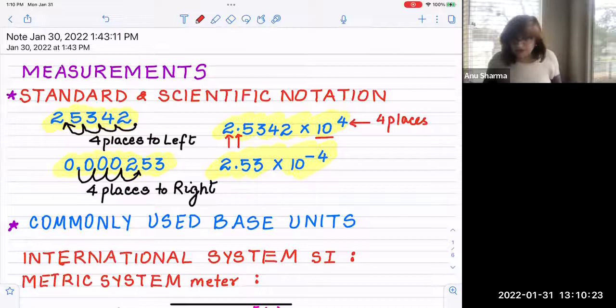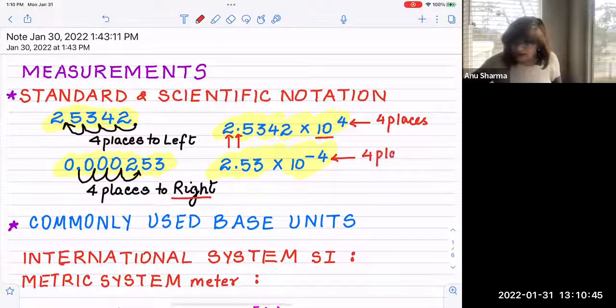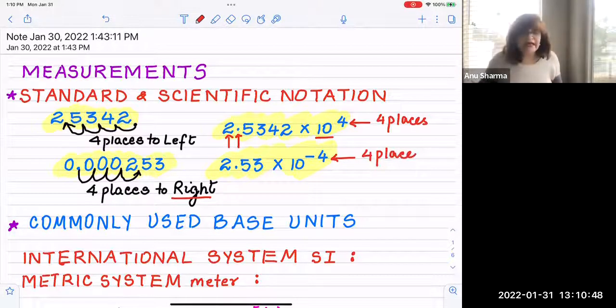The next number, 0.000, so there are 3 zeros and then 253. We are moving the decimal from the very first point to after the 2. So here we move the decimal 4 places to the right. When you move 4 places to the right, this again becomes 10 to the power -4. Negative signifies a small number and positive signifies a big number. So the number now becomes 2.53 times 10 to the power -4.